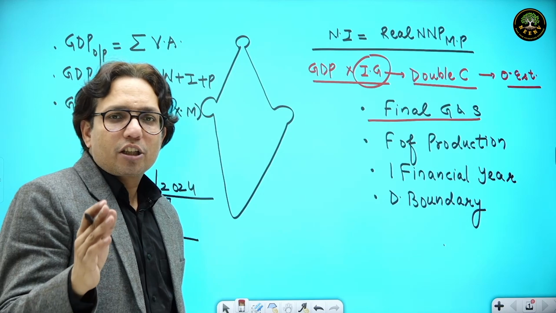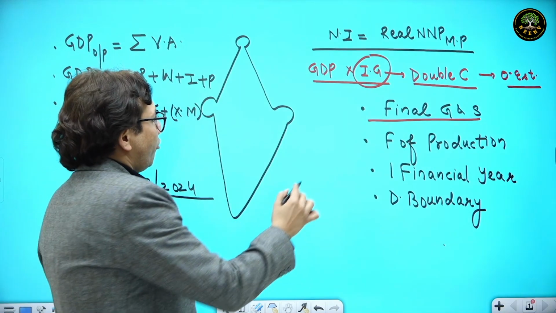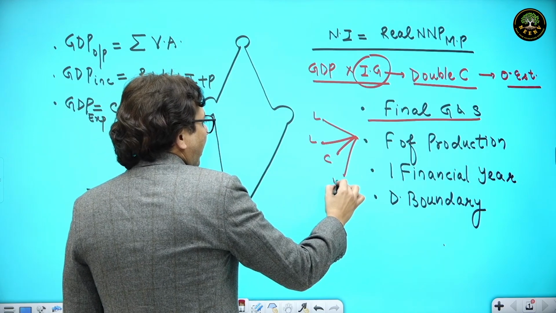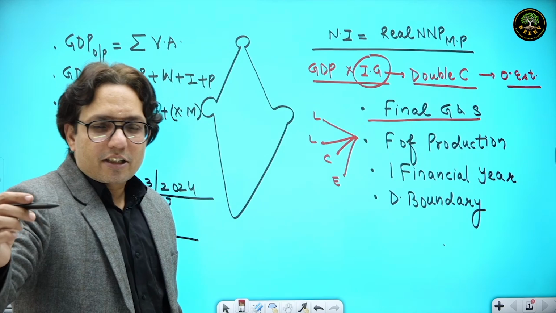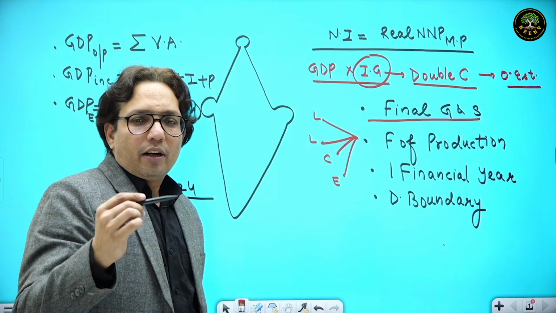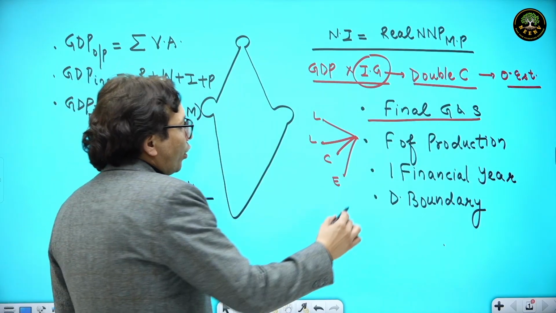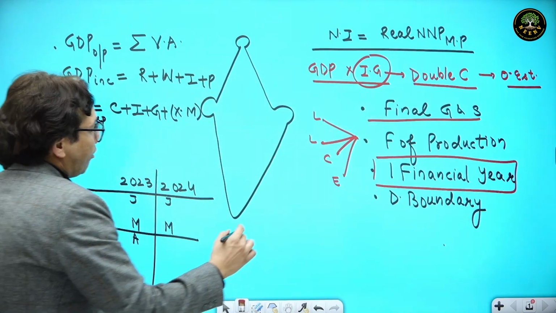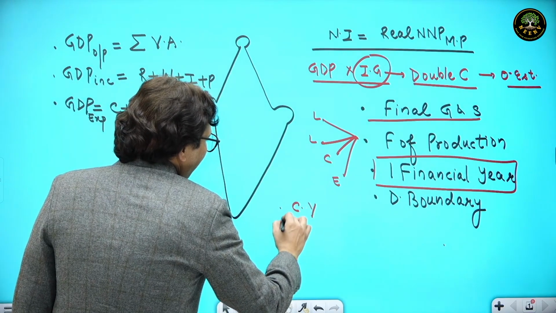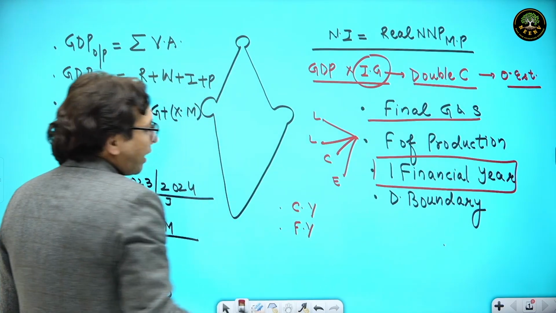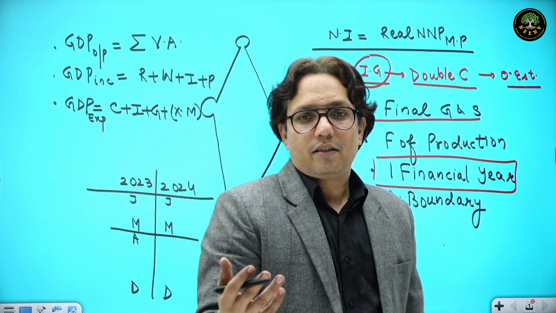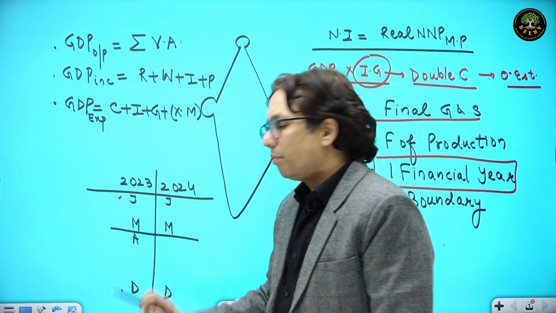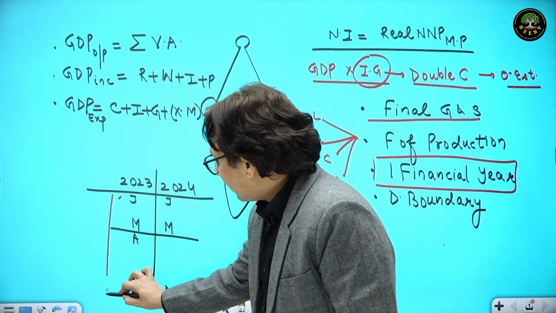Then final goods and services produced by the factors of production. We have 4 factors of production: land, labor, capital and entrepreneur. So whatever is being produced by these 4 factors of production will be part of GDP, and produced within one financial year. We have 2 types of years. We have a calendar year and we have a financial year. Calendar year, as it is present in calendar. You would be having calendars at your home. The calendars start from January and go till December. So this is one calendar year.